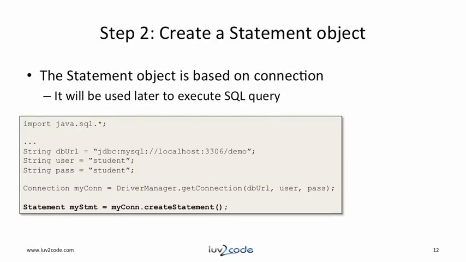Now that we have a connection, we can move on to step 2, create statement. I'll make use of that myCon object, and I'll say myCon.createStatement. It returns a statement object, and this is the basic object that we'll use later on for executing SQL statements.